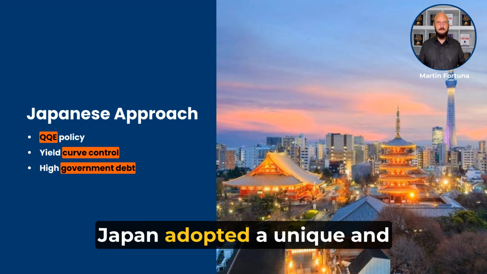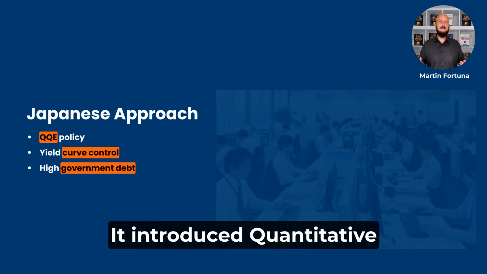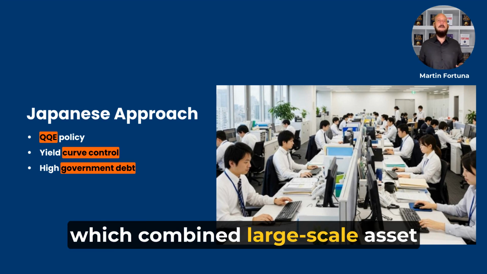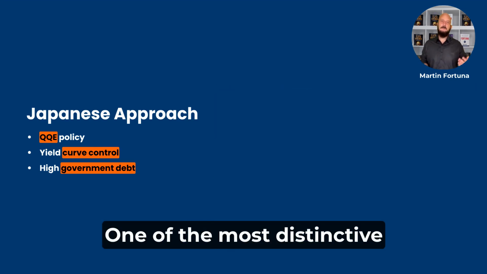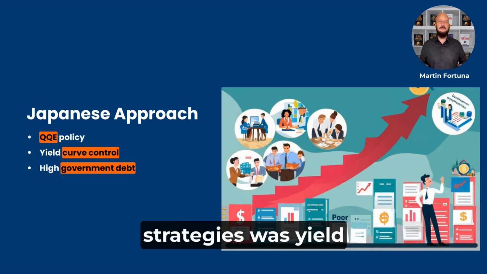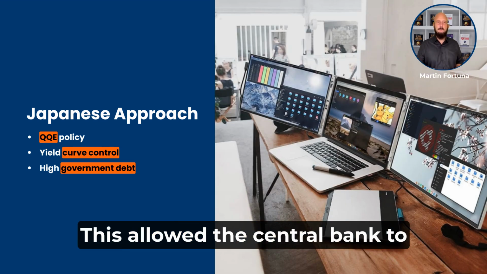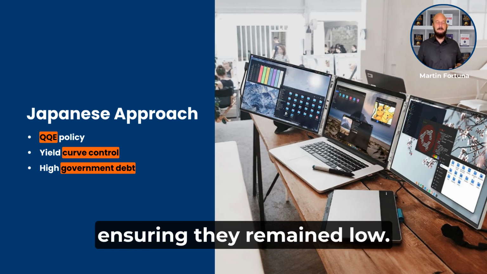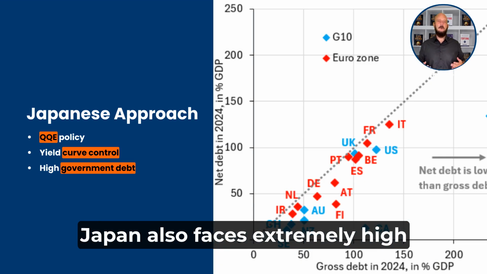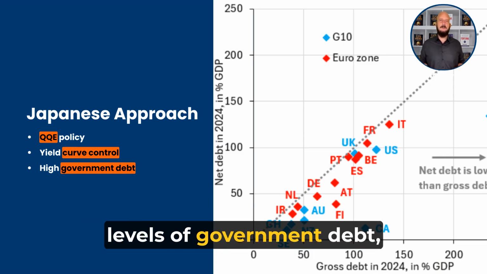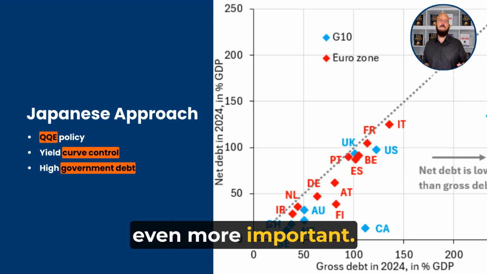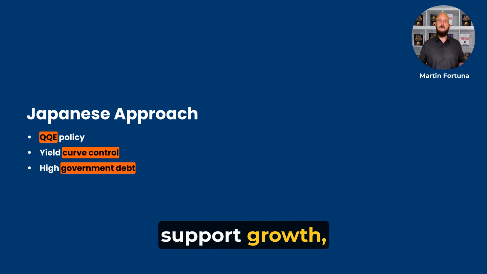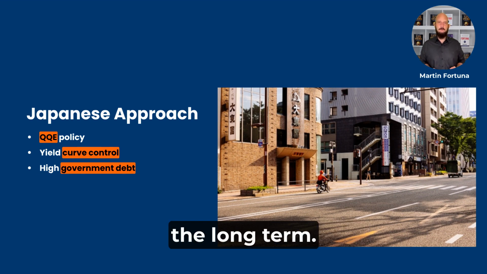Japanese approach. Japan adopted a unique and long-term approach to monetary policy. It introduced quantitative and qualitative easing, also known as QQE, which combined large-scale asset purchases with additional policy tools. One of the most distinctive strategies was yield curve control. This allowed the central bank to directly manage interest rates across different maturities of government bonds, ensuring they remained low. Japan also faces extremely high levels of government debt, making these policies even more important. The overall goal has been to maintain economic stability, support growth, and avoid deflation over the long term.